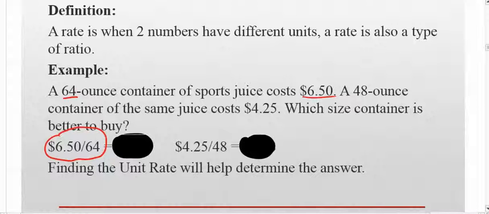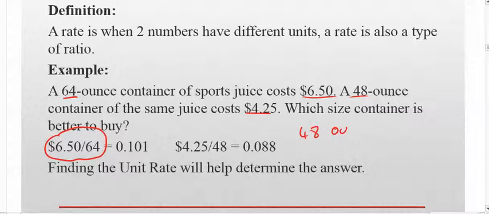And then $4.25 divided by 48. And then that gives you the unit rate, which shows you which one's better. So in this case, the better decision to buy would be the 48-ounce container. So finding the unit rate will help determine the answer. And the unit rate is when you basically divide, well, I'll be talking about that in the next section, I guess.